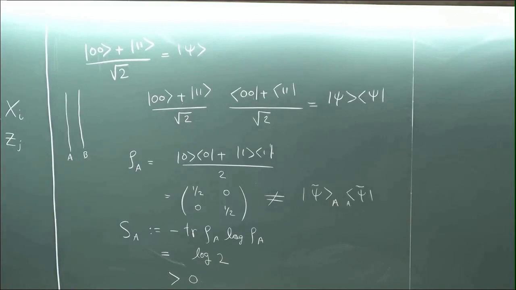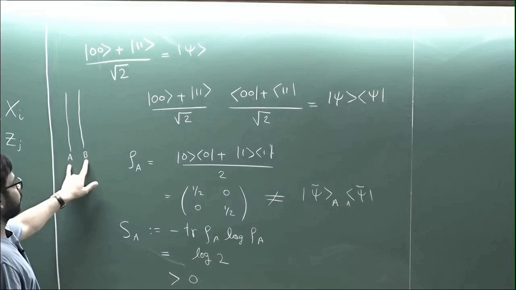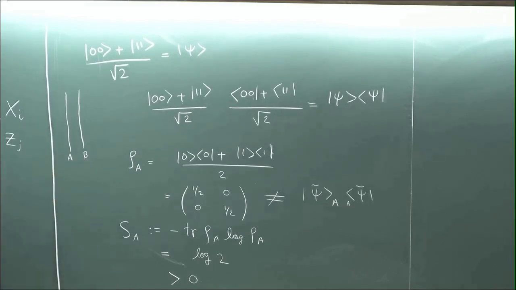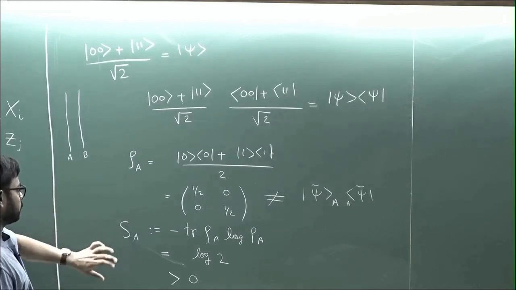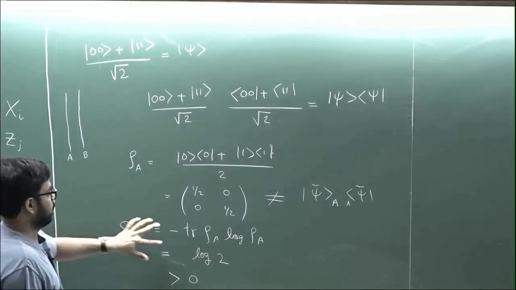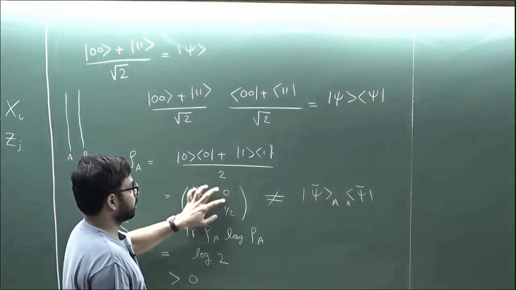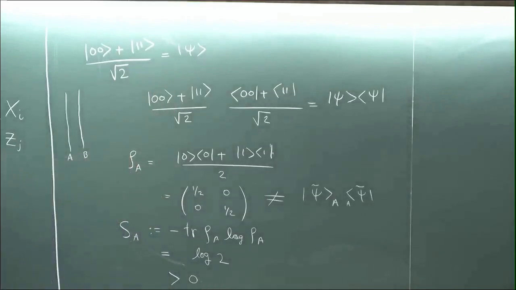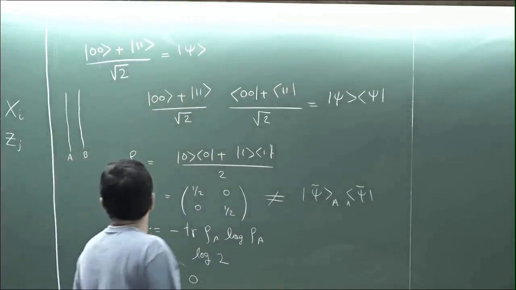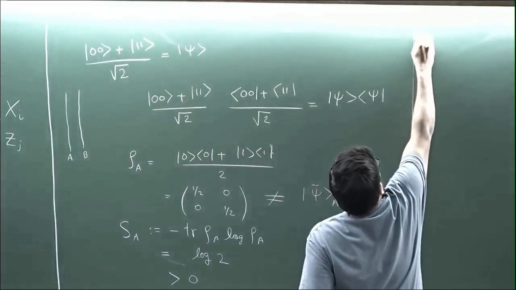So here is just a finite dimensional quantum mechanical system. We have some kind of a correlation between A and B. So entanglement always implies correlation. There's some kind of correlation between A and B, and that's reflected in the fact that the state of just the system A has to be represented by a density matrix, not a vector in the Hilbert space. Okay, so what does all this mean?